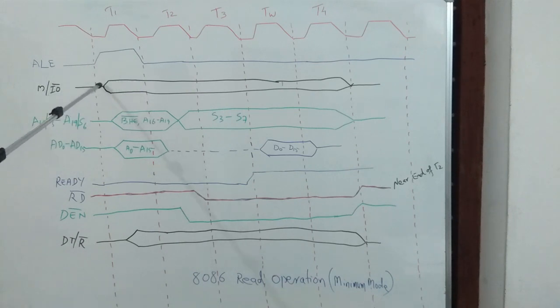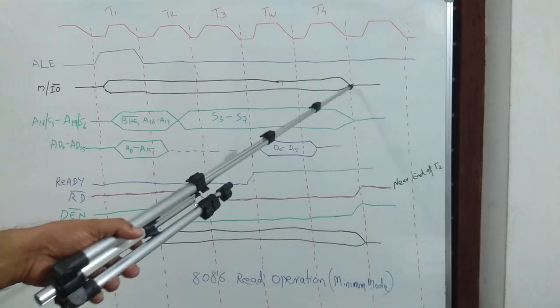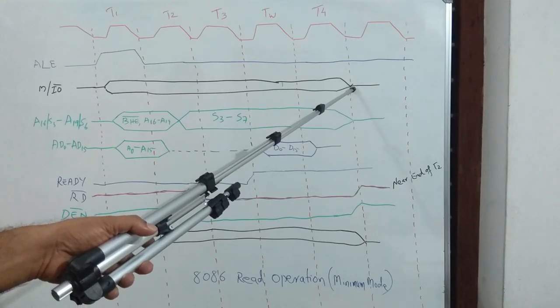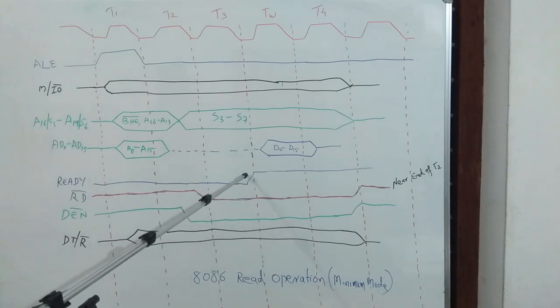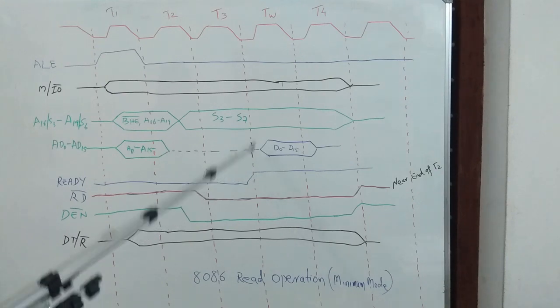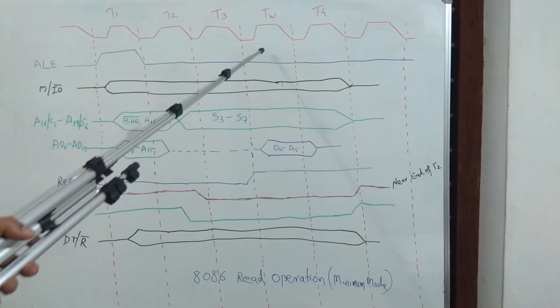This means the signal is valid from this point and it will remain valid till this point. Its value is 1 or 0. 1 means memory operation, 0 means IO related operation. The device is becoming ready near the end of third T state. So the CPU has to put some wait state.